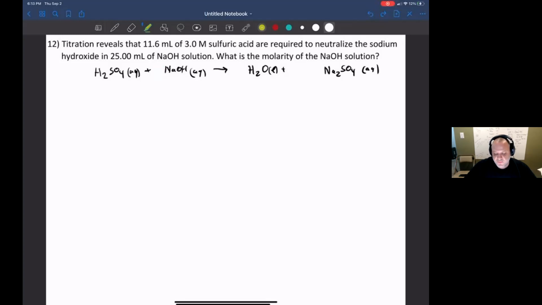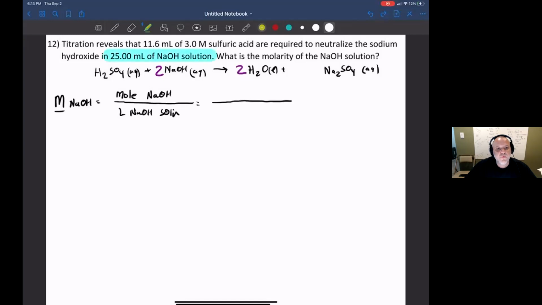Now what we want to do is balance it. Looks like I need 2 sodiums, which would give me 2 waters on the product side. Now I'm good to go. All right, the problem is asking me to figure out the molarity of a sodium hydroxide solution. All right, so what do I know?